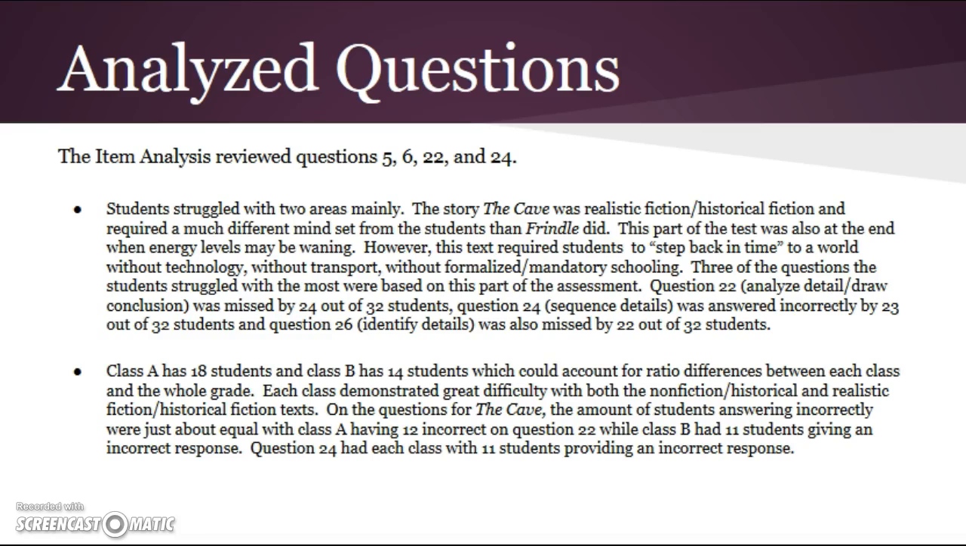But each class demonstrated a lot of difficulty with both the nonfiction and the historical fiction text. For the questions from the cave, the amount of students answering correctly were equal in Class A and Class B, 12 in Class A and 11 in Class B. And question 24 had each class with 11 students providing an incorrect response.